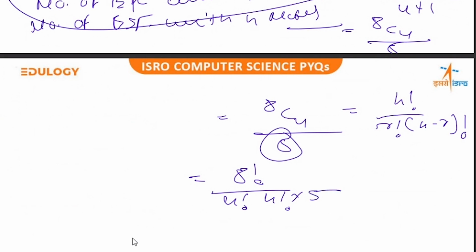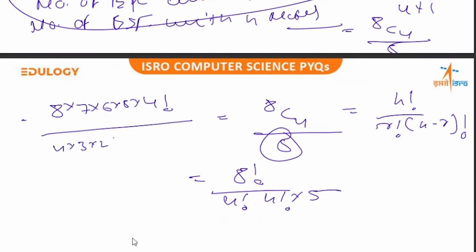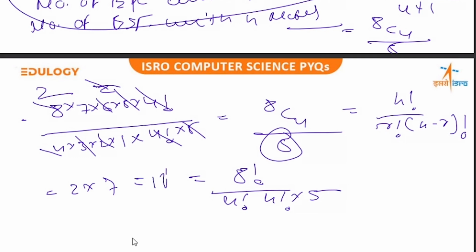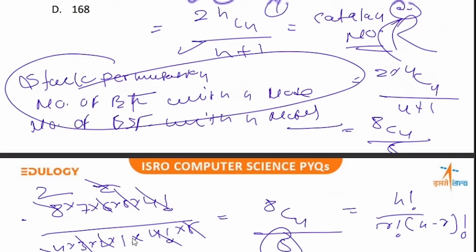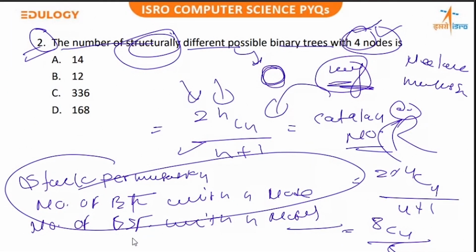This thing will come over here. Now you have to solve it simply. 8, 7, 6, 5, 4 factorial divided by 4, 3, 2, 1 into 4 factorial into 5. 4 cancels out, 5 cancels out, 3 2, 4 8, 2 which is 2 into 7, which is 14. There are 14 structures available with 4 nodes. So A for Agra, 14 is your correct answer.